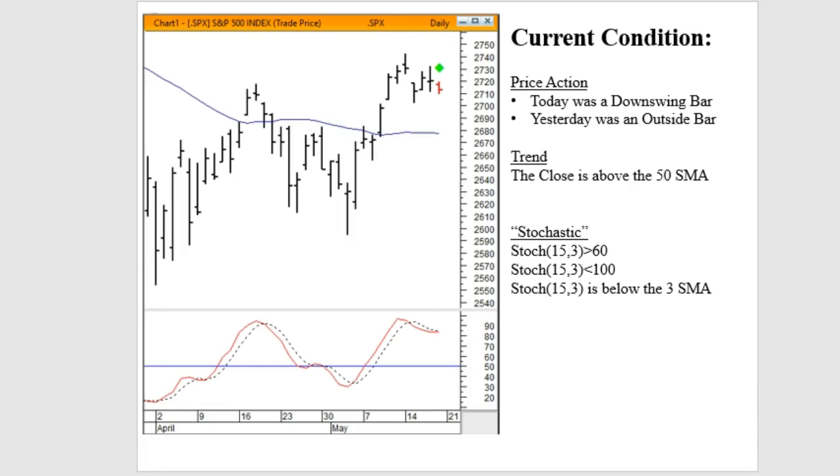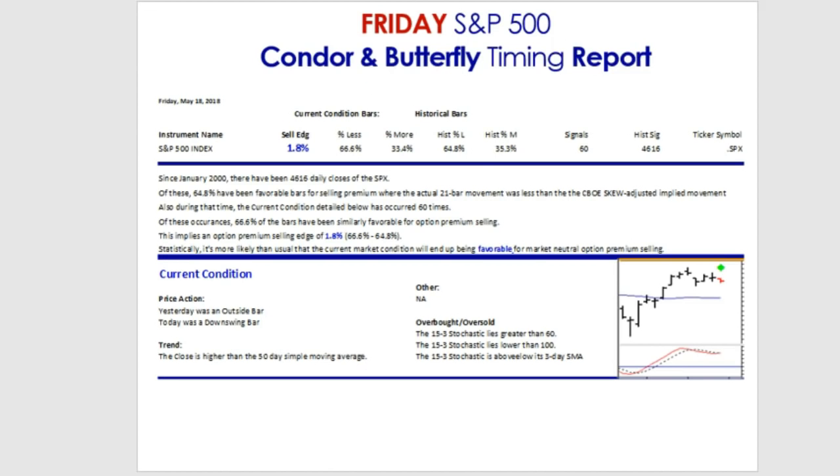So let's begin with the Condor butterfly timing report. The question on the table here is, based on this market condition, is now a good time to put on a condor or a butterfly? So here's how we do this. We look at the benchmark of the S&P 500 going back to January of 2000. And we've had roughly 4,616 closes since then.